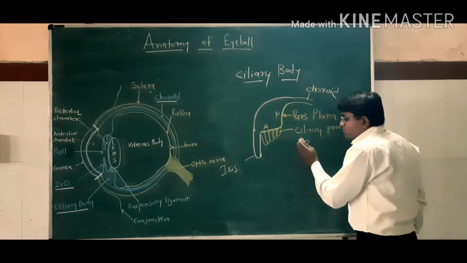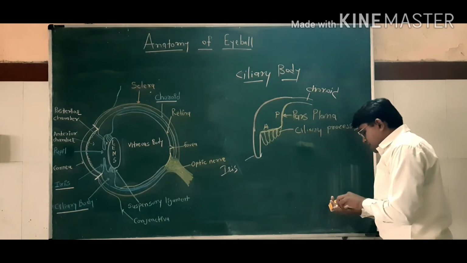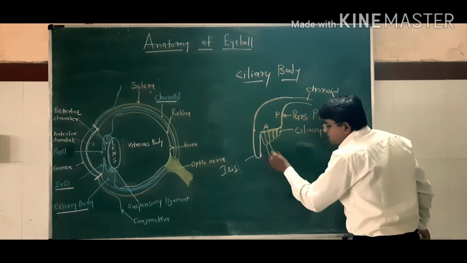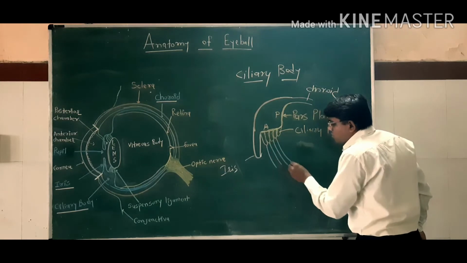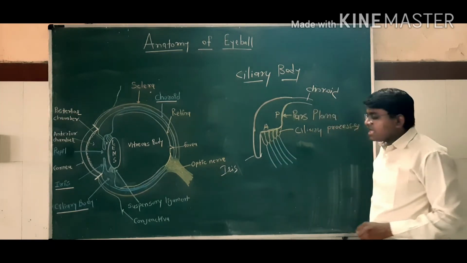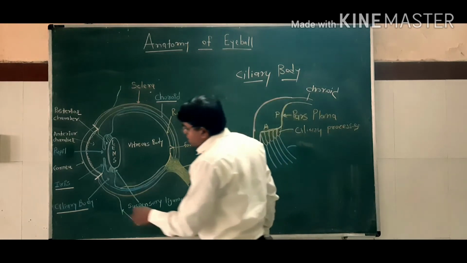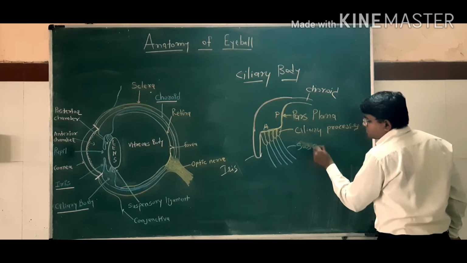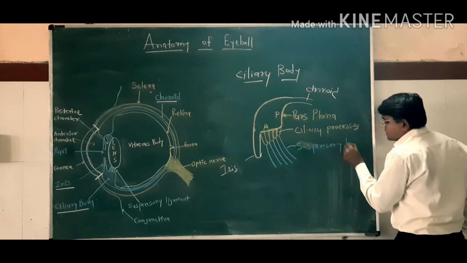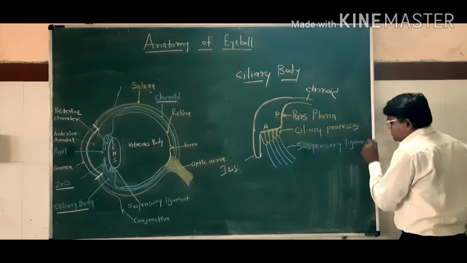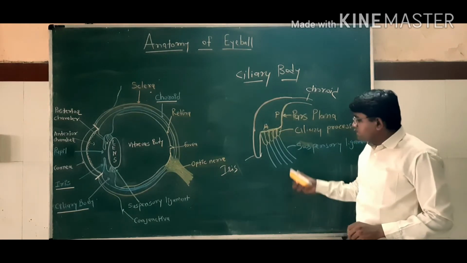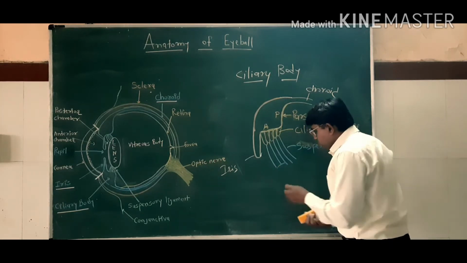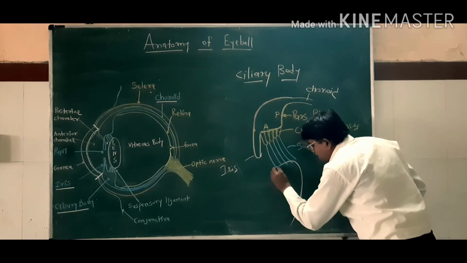The tips of these ciliary processes are attached to ligaments, and these ligaments are known as the suspensory ligament. Here you can see the suspensory ligaments, and these suspensory ligaments are finally attached to the lens.